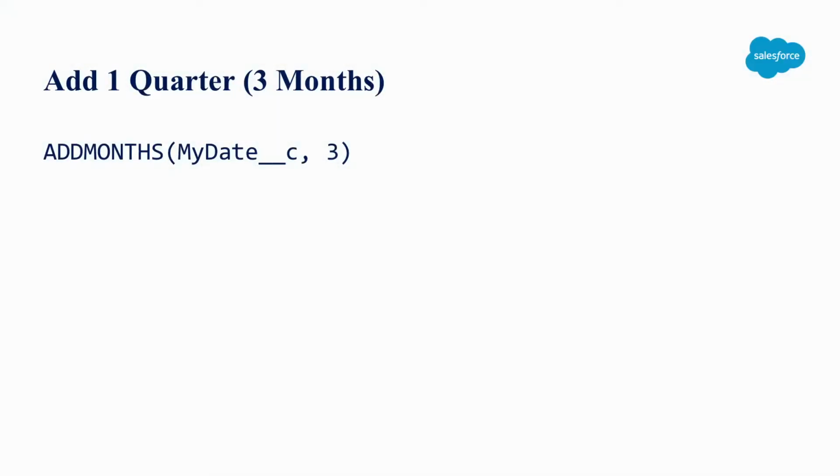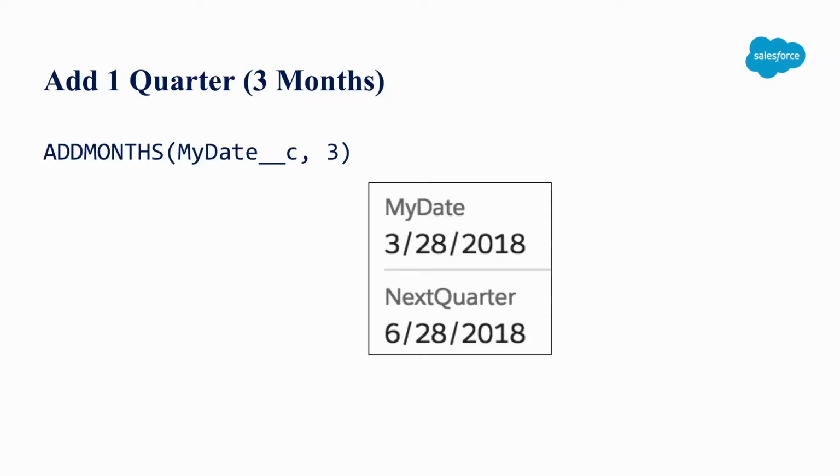So let's just take a look at what that means. I'm going to get there. You're ahead of me. It was a great question. What happens if it's on the 31st? I'm actually going to give you an even more exceptional scenario. So add months, my date, comma, 3. This is what it would look like in your formula. And you would get this. So it's a date formula, in this case called next quarter. I pass in that top date, my date, and I get 6/28.